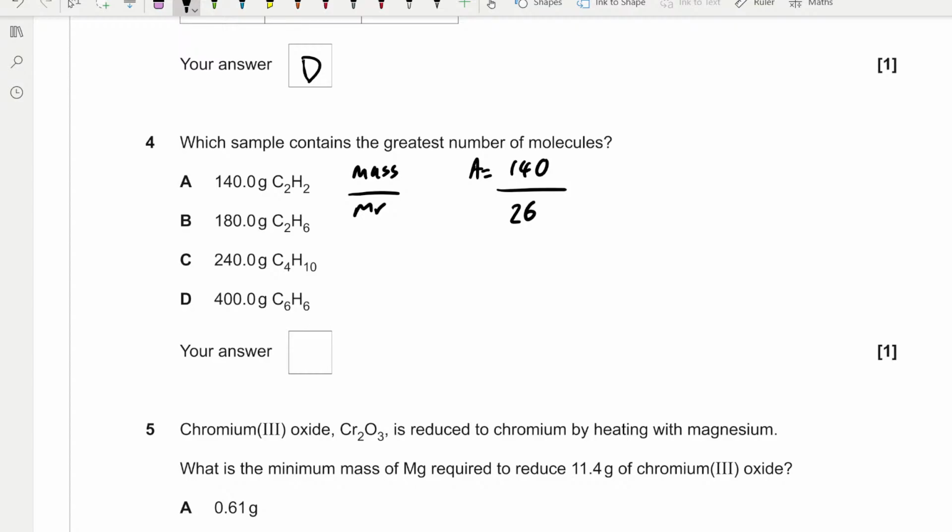we get 5.38 moles. And you don't necessarily actually need to calculate by Avogadro's constant, but if you wanted a specific number of molecules, you could. But we can just assume that the large number of moles is going to give the most molecules. B is 180 over 28. Sorry, 30.